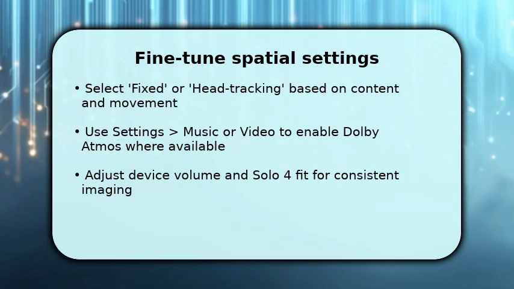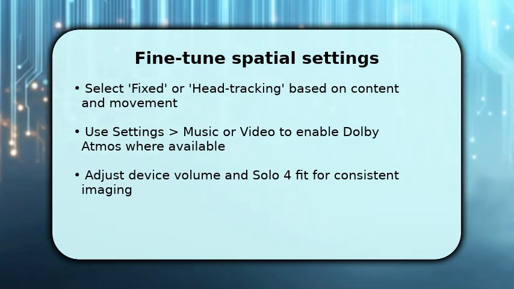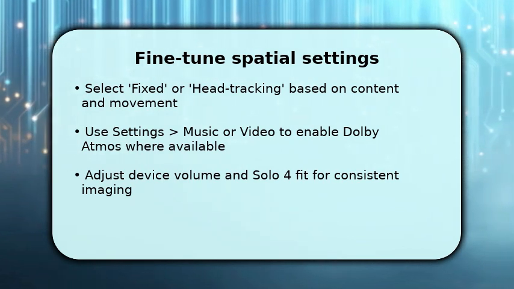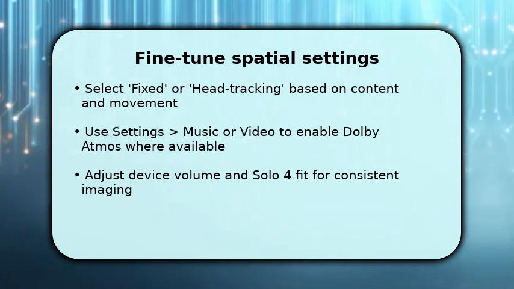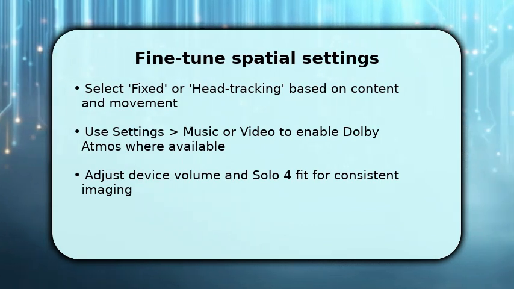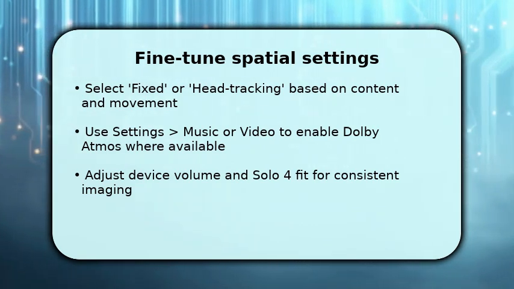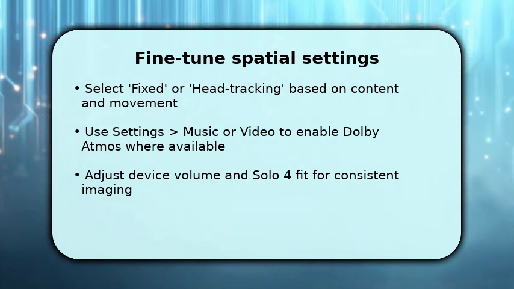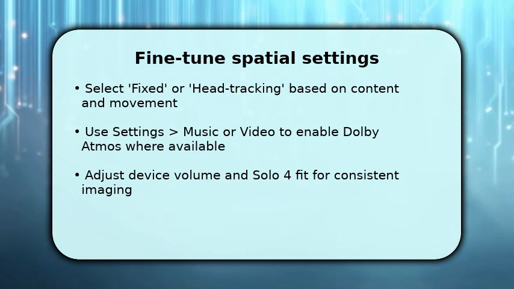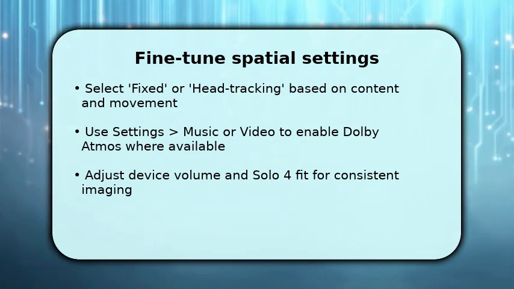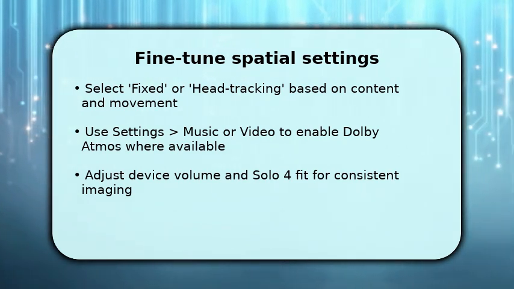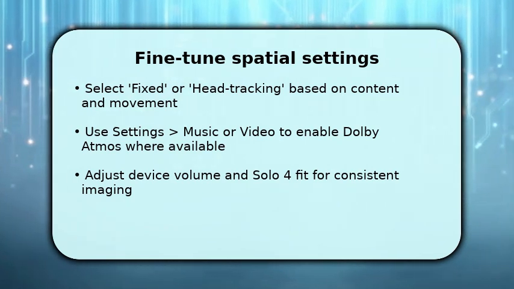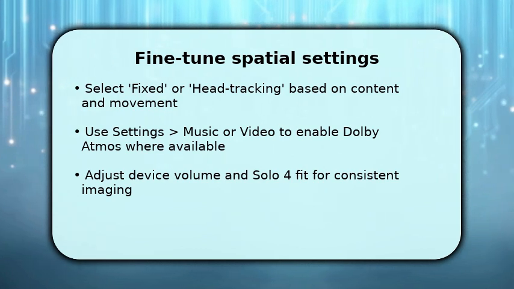Now refine how spatial effects are delivered. Go to Settings and choose whether head tracking or a fixed virtual stage suits your use. Head tracking follows your movement for movies. Fixed often helps music. Make sure Dolby Atmos is enabled in music or video app settings so source content is decoded. Adjust the Solo 4 fit and device volume so levels and imaging remain consistent. Small changes in seal or loudness shift perceived spatial width, so iterate until instruments and effects sit naturally around you.